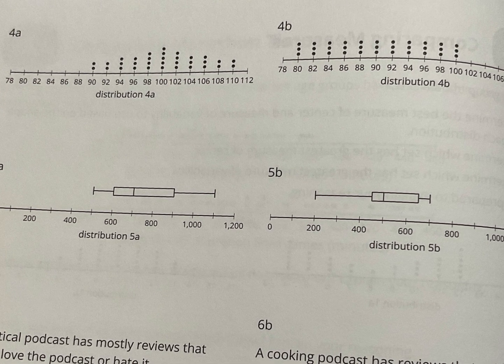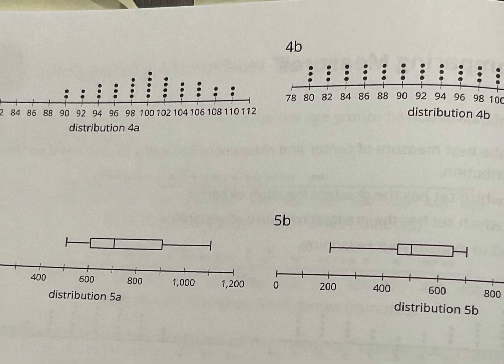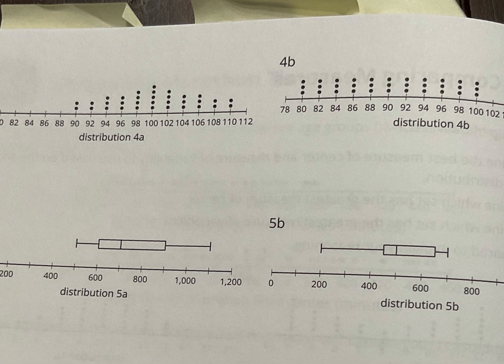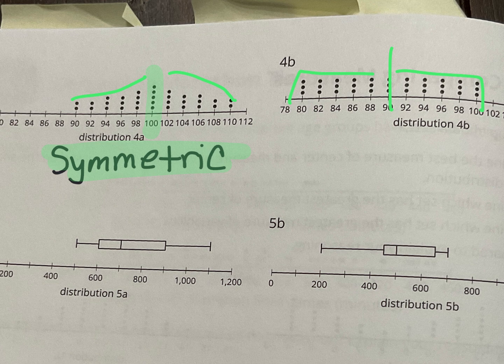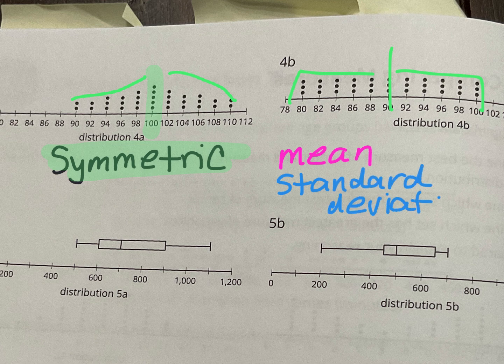Okay, pause the video, try to take a look at number 4, and then restart the video when you're ready. I'm going to assume you've done that and you're ready to check your answer. So looking at here, we do have our middle and we're symmetrical on both sides, which again means we're going to use the mean and standard deviation.